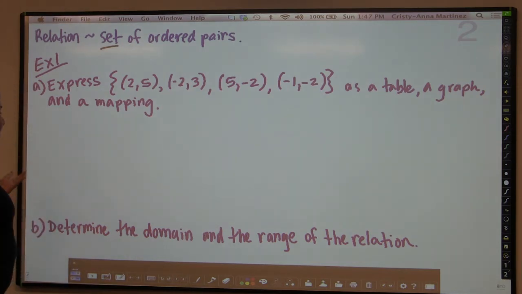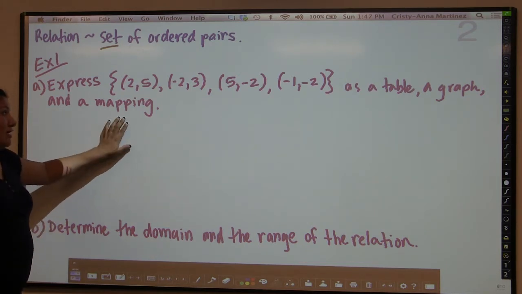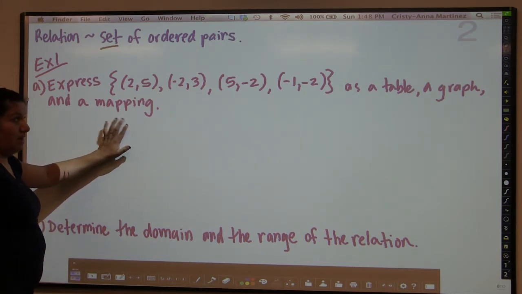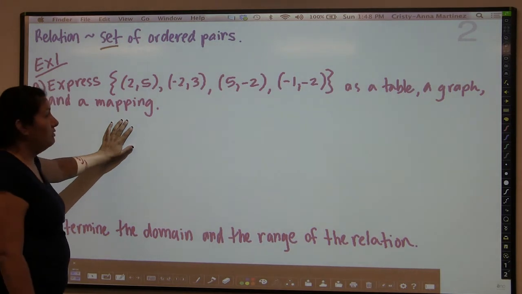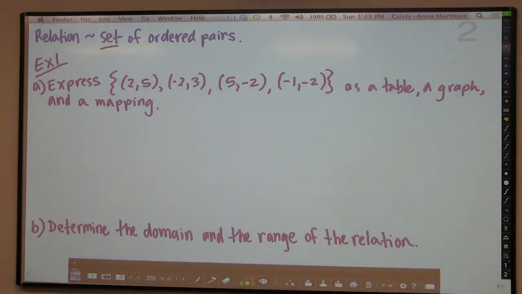And in example 1, they're asking us to express the relation as a table, a graph, and a mapping. Now you might know what a table is, you might even know what a graph is. Perhaps you don't know what a mapping is. And there is one other representation of a relation that is not up here, and that is an equation. We also can use an equation to represent a relation. But right now, we're going to concentrate on tables, graphs, and mappings.